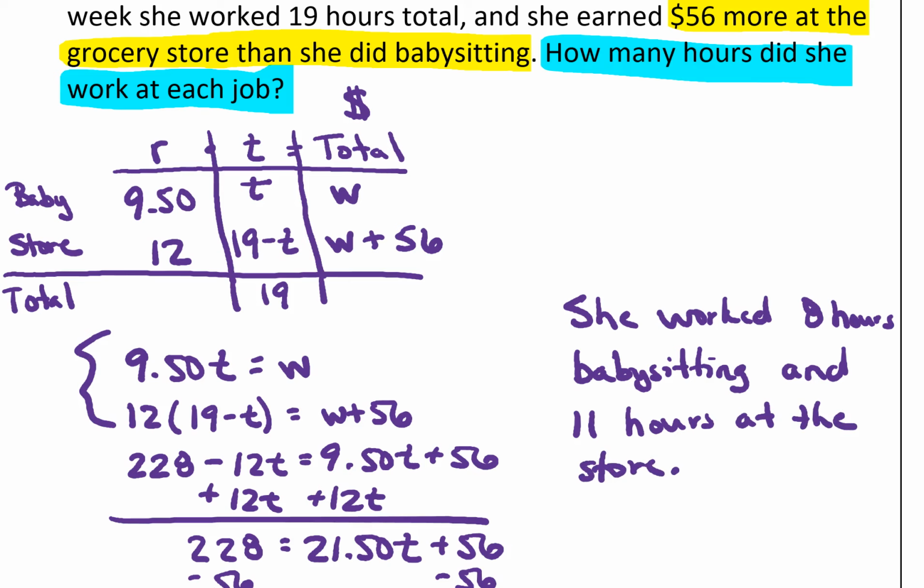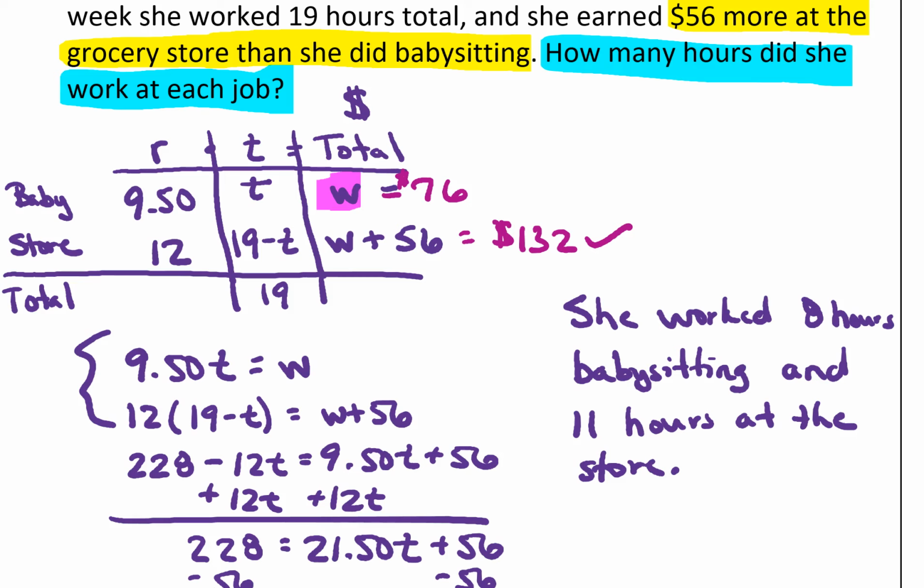Now, I do want to check to make sure I've set this up correctly, because a problem like this especially, I could have done something kind of crazy. So knowing that I worked 8 hours here, I'm going to see what this wage equals. If I do 9.50 times 8, that's going to equal $76. And then down here, 76 plus 56 is going to equal $132. And since it says that she made more at the grocery store, this is clearly more.